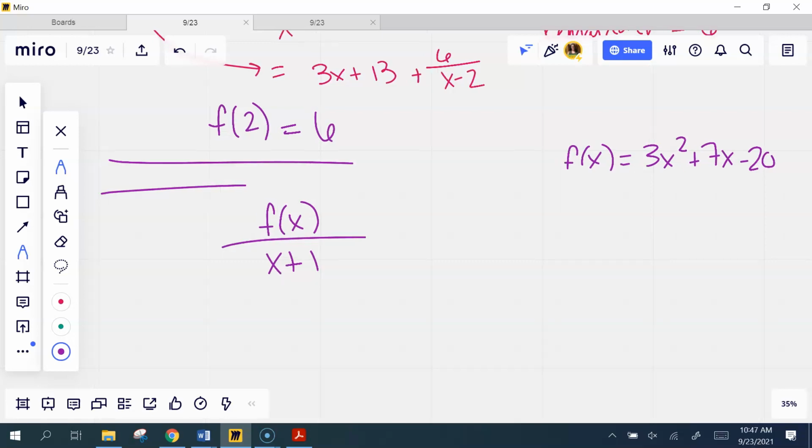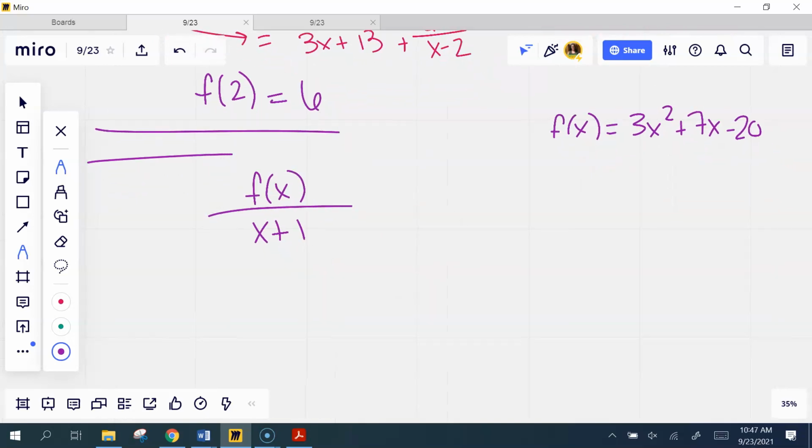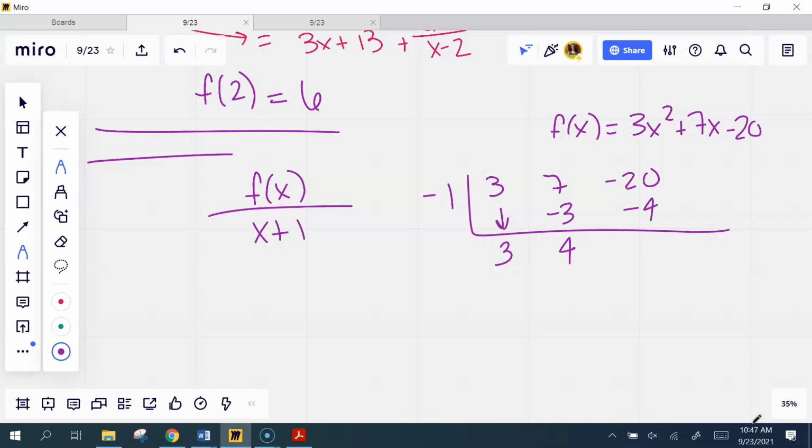Did y'all get it? Don't forget your placeholders here. That's really important if you need them. All right, I got 3, negative 3, 4, negative 4. What'd you get for your remainder? Negative 24.